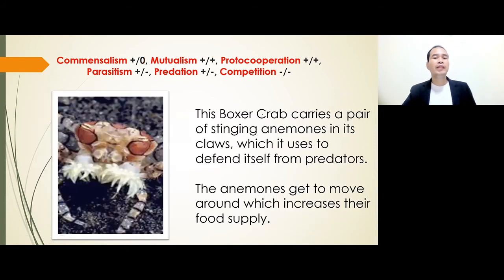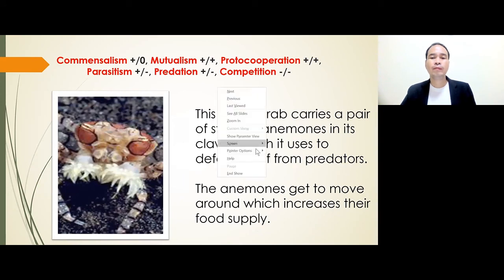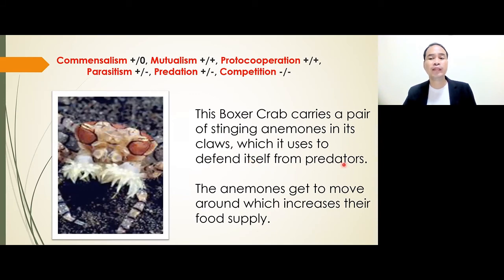Okay, next scenario. This boxer crab carries a pair of stinging anemones in its claws, which it uses to defend itself from predators. The anemones get to move around, which increases their food supply. So this is the example of your boxer crab, and these are the anemones here, and these are the claws of the crab. As you can see here, when the boxer crab moves anywhere, the anemones are always there on the claws of the crab.